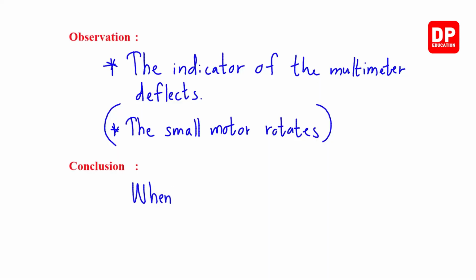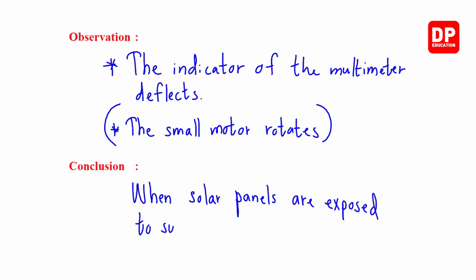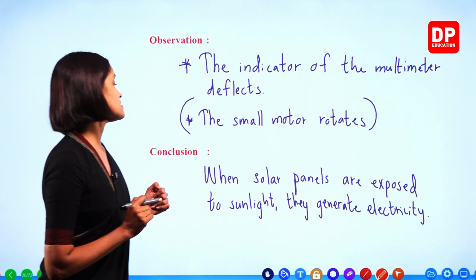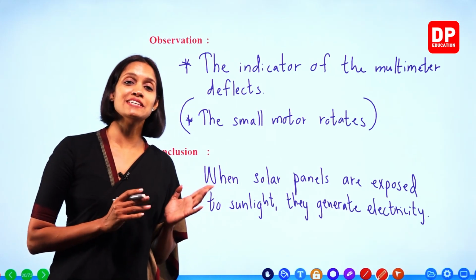When solar panels or solar batteries are exposed to sunlight, they generate electricity. Right? When solar panels are exposed to sunlight, they generate electricity.